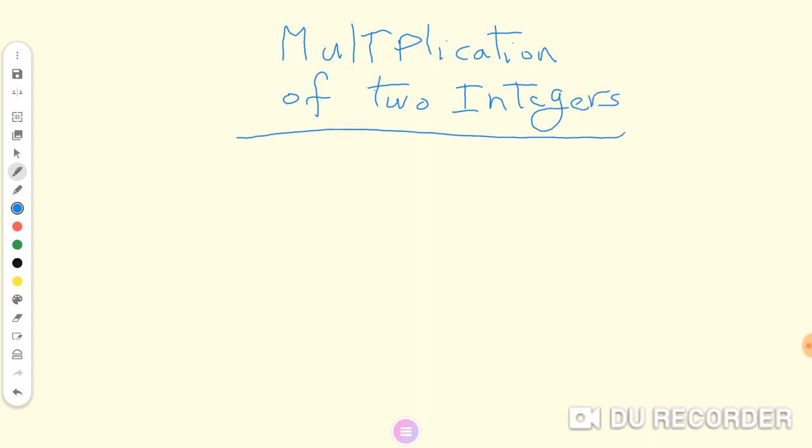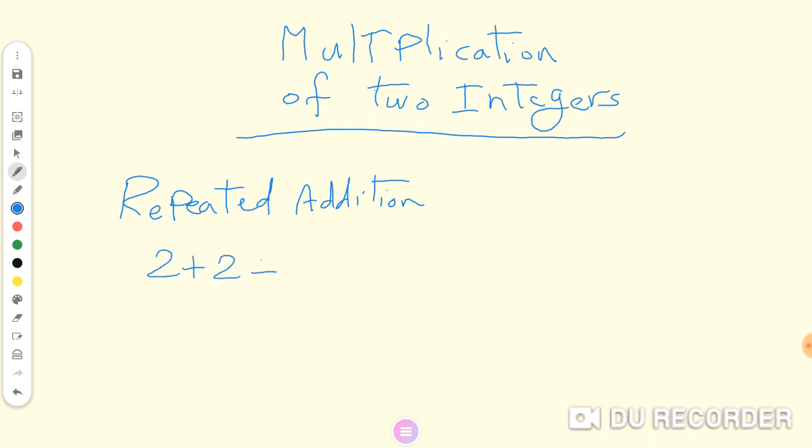Actually, today we will study a brief about what is the meaning of multiplication. The meaning of multiplication is repeated addition. Like 2 plus 2 plus 2, instead of writing plus plus plus for the same number, we divide this number into groups. Group 1, group 2, group 3.